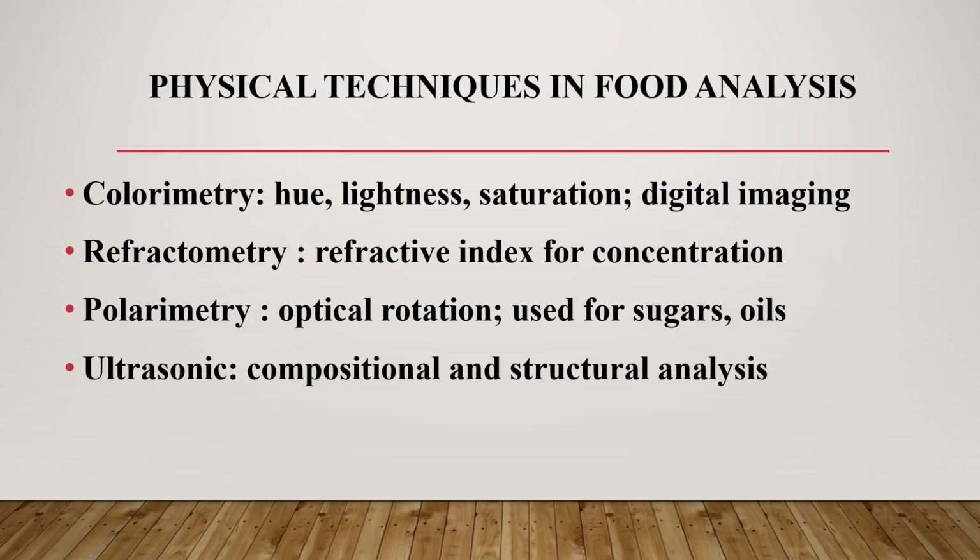Physical techniques in food analysis. Physical techniques measure observable properties. Colorimetry quantifies food color based on hue, lightness, and saturation, important for shelf-life and sensory studies. Refractometry measures how light bends through a sample, useful for determining concentration in liquids like juices and sauces. Polarimetry analyzes how polarized light rotates through optically active substances, ideal for sugar and oils.